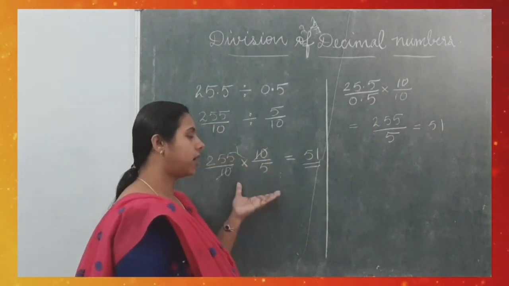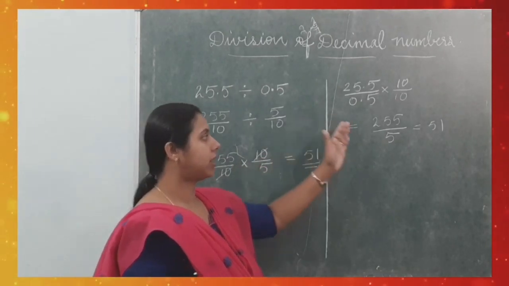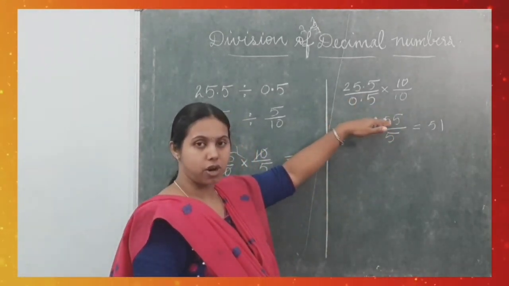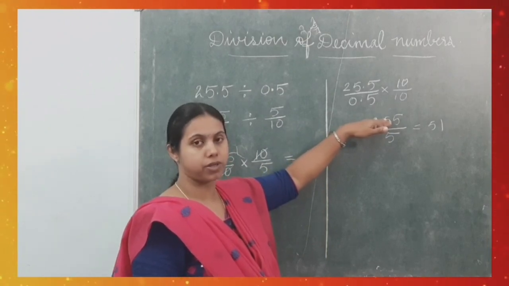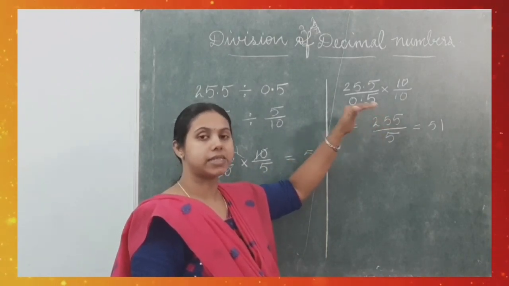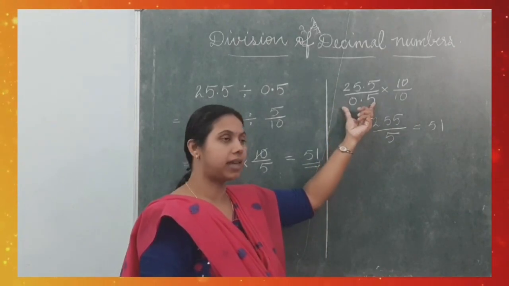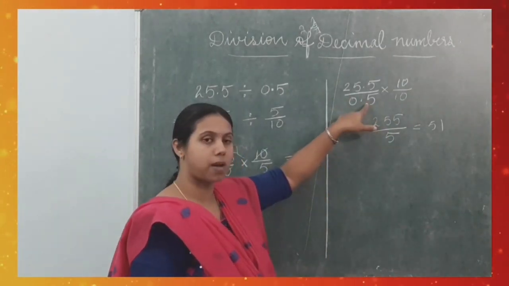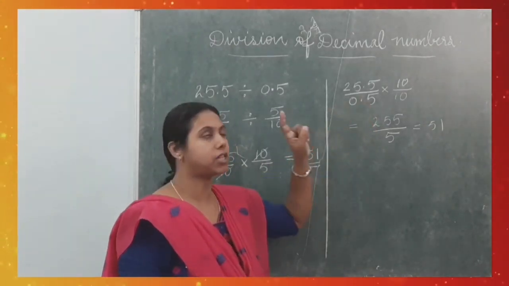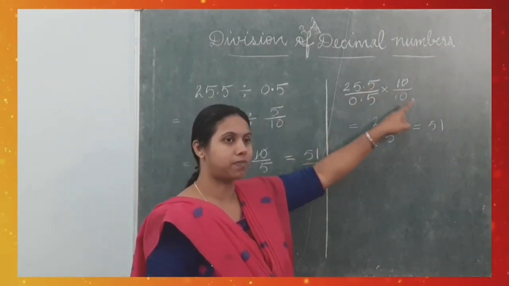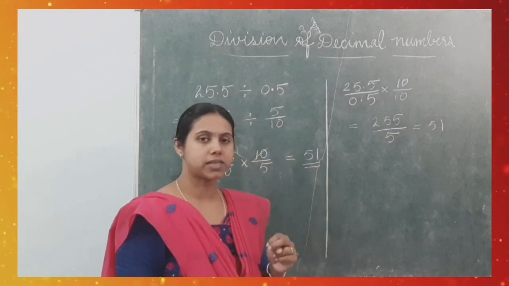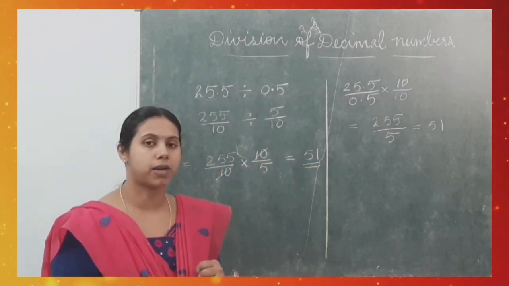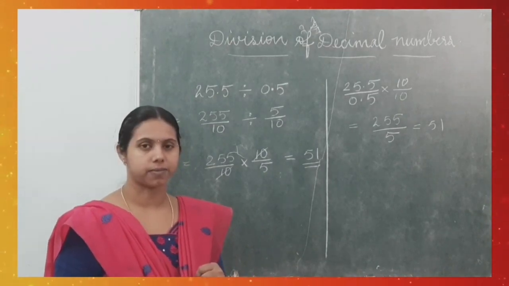Both ways you can find the answer. You can use the fraction method or directly. But remember, you should change the denominator to a whole number. To make the denominator a whole number, you should multiply by 10 or 100 or 1000, according to the number of decimal places. If there is only one place, you should multiply by 10. If there are two places, you should multiply by 100. If there are three places, you should multiply by 1000.